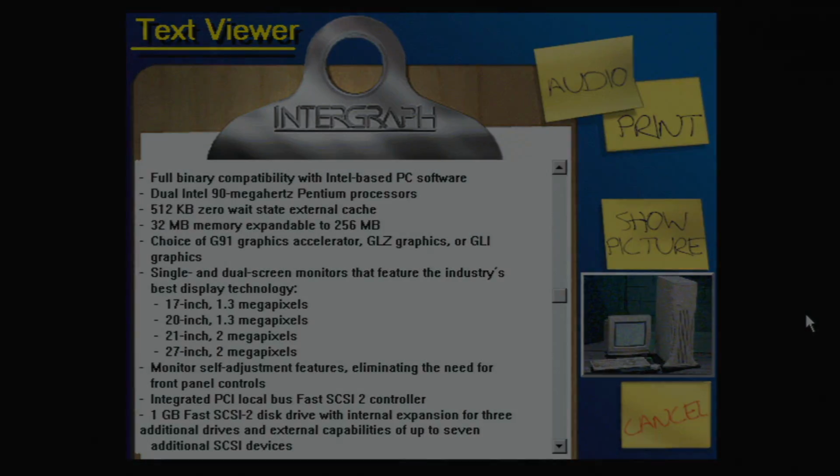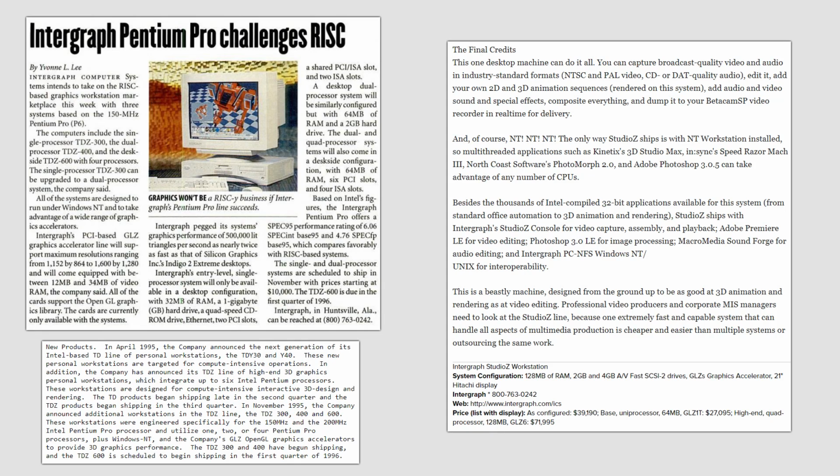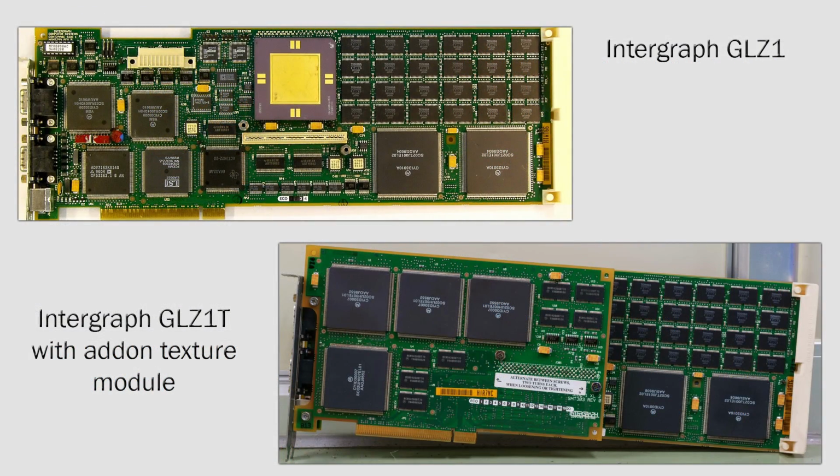In early 1995, these systems got a faster 100 MHz CPU and were renamed the TDZ30, TDZ40, and TDZ60. The latter and faster TDZ60 model had 128 MB of memory with a maximum support of 1 GB and up to 6 processors. In late 1995, they brought out systems equipped with Pentium Pro CPUs at 150 or 200 MHz, along with a new line of GLZ accelerators.